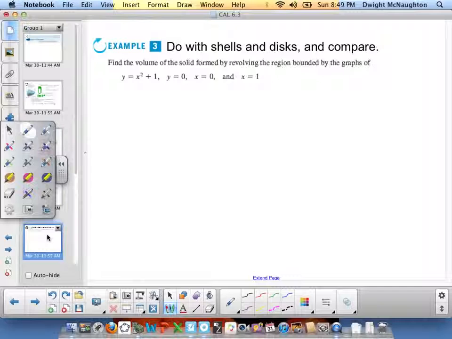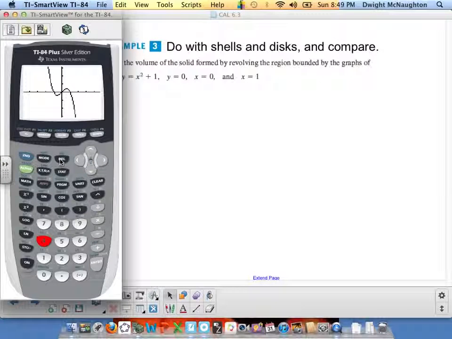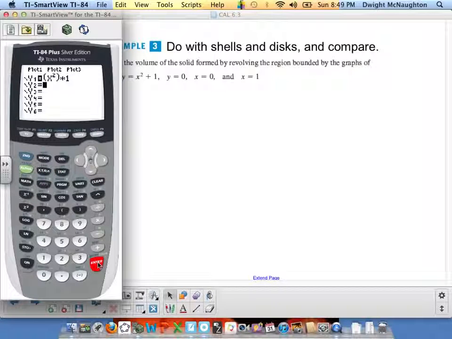So here's another problem. Do with shells and disks and compare. We'll just do the setup. You can kind of compare from the setup. All right, so let's graph these. We got y equals x squared plus 1, y equals 0, x equals 0. Those are basically the axes, and x equals 1.